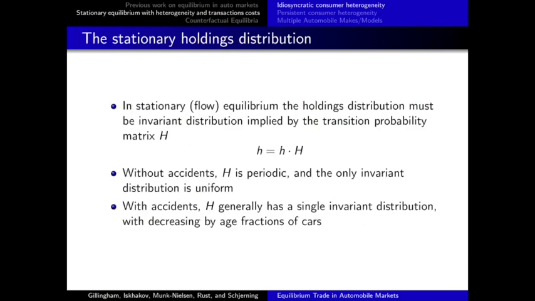Now, in stationary flow equilibrium, the holdings distribution must be an invariant distribution. So this is what we're looking for. We're looking for the ergodic distribution of this transition matrix. Essentially, this equation needs to hold. If you apply the physical transition matrix to the distribution, you should get the same distribution out. Otherwise, it's not really a stationary equilibrium. So really, you can just solve this equation, and you know the methods to solve fixed point equations.